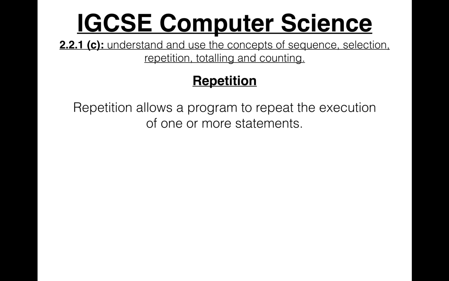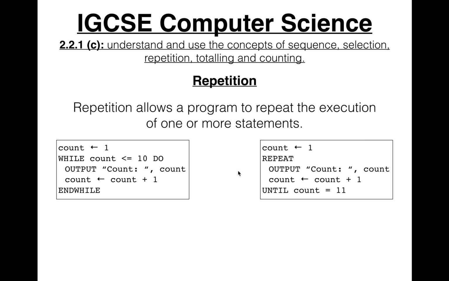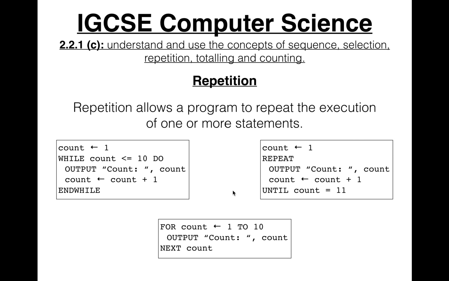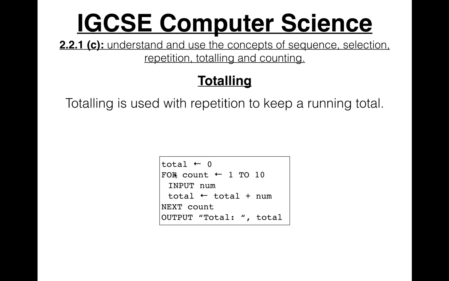Then there's repetition, which allows a program to repeat the execution of one or more statements. For example, this while loop here, or this repeat until loop here, or this for loop here. So that's pretty much repetition. Totaling, we looked at totaling quite a lot. It's used with repetition to keep a running total, so to add to a value. So this program right here will keep adding numbers input, and then print the total. That's pretty much totaling.